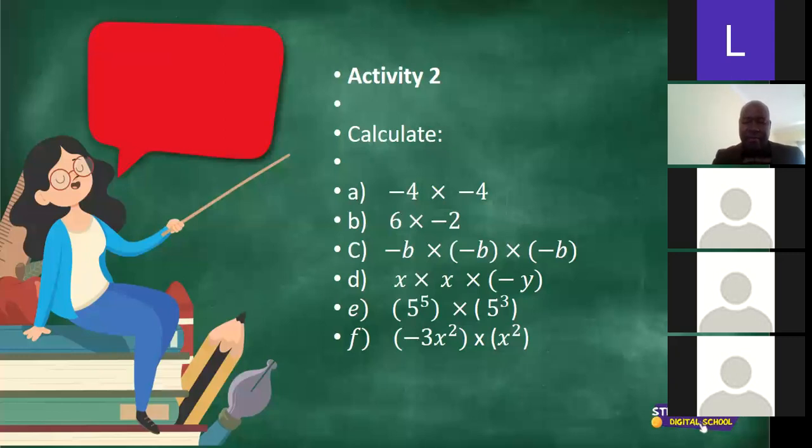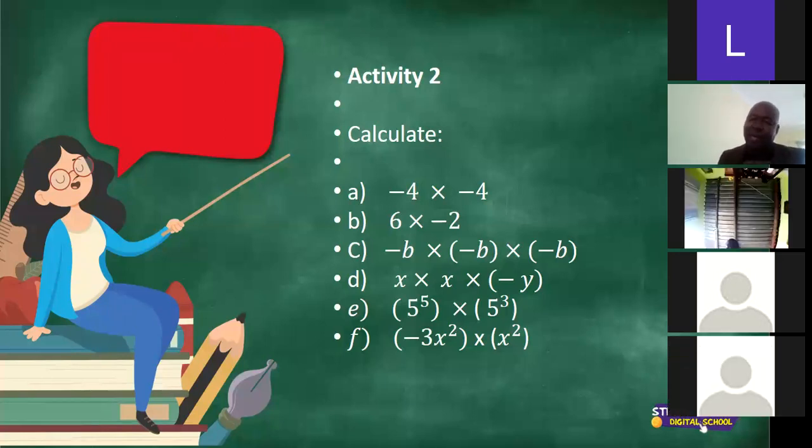Right. The next one is C. We have got an expression there: negative b times negative b times negative b. Now remember, when you multiply a negative number by itself 3 times, it should give you a negative number, because negative times negative is positive, and positive times negative is negative. So we are in C now.